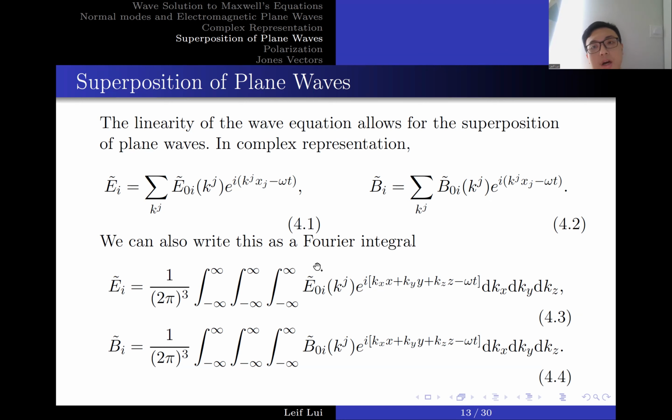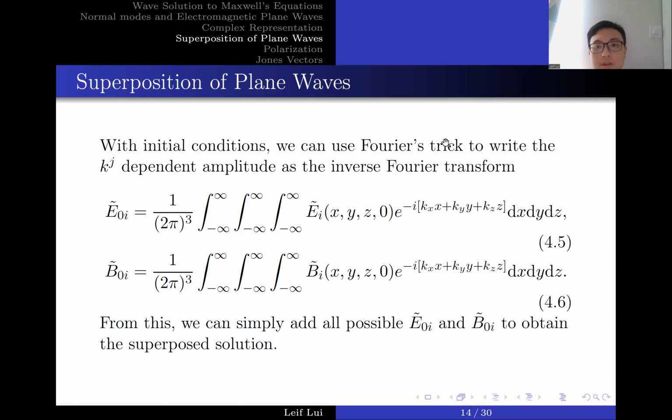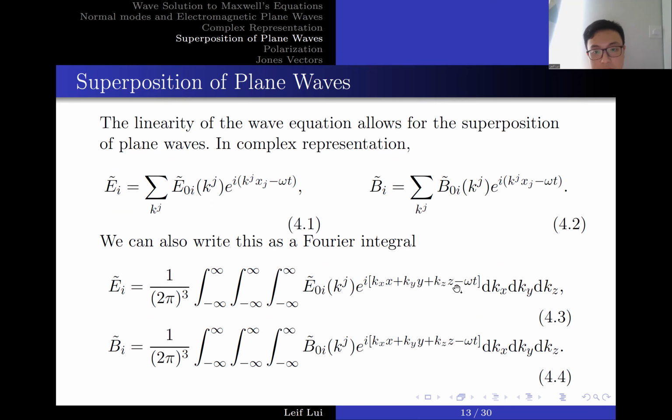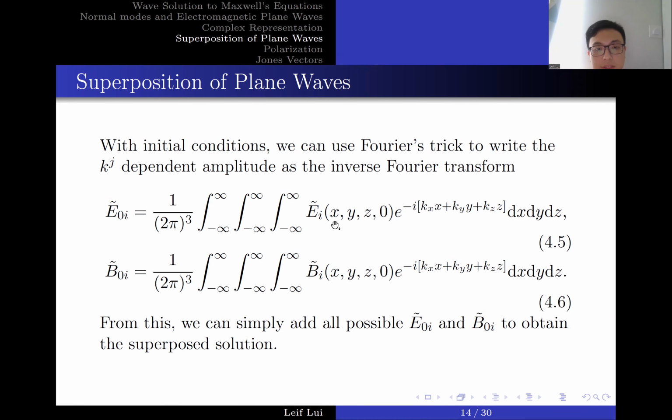So what we can do is a Fourier transform to get the following, right? We can replace these sums with integrals if they're continuous. So what can we do? With initial conditions, we can use Fourier's trick to write the k-dependent amplitudes as the inverse Fourier transform. Let's set t to 0 here and here, so we have some initial conditions. So we get the complex representation of the electric and magnetic fields at the initial time t equals 0, and we get this equation. Doing the integral, we get a function that is dependent only on k.